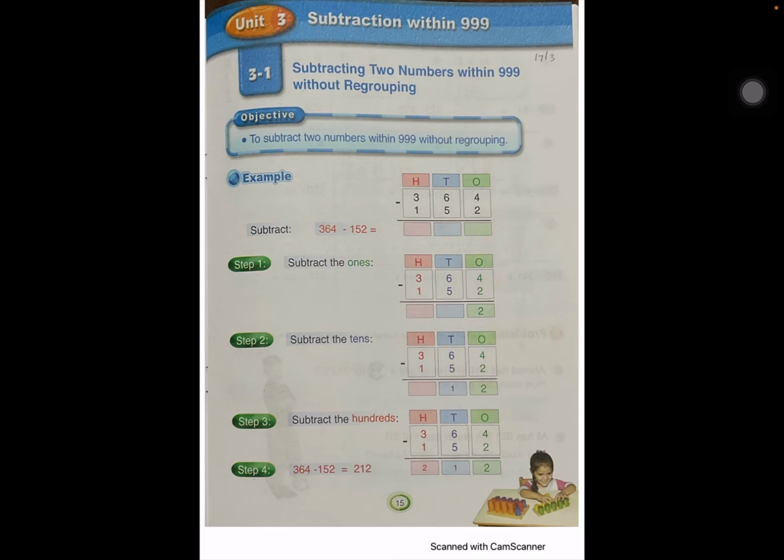So my objective is to subtract two numbers within 999 without regrouping.